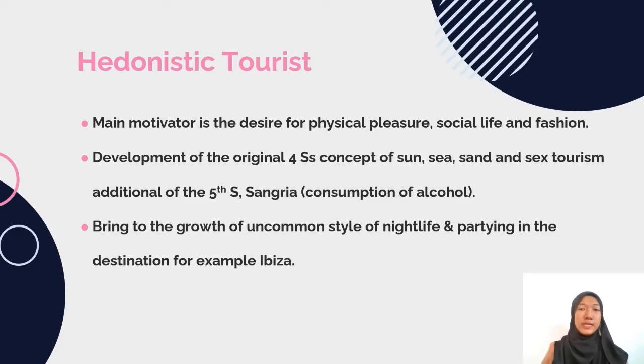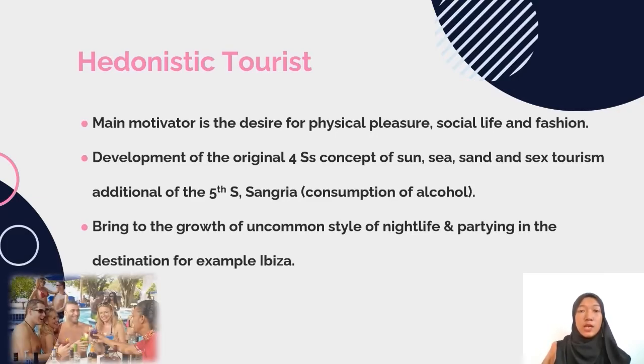The next is hedonistic tourists. The main motivator is the desire for physical pleasure, social life, and also fashion. The development of the original 4S, sun, sea, sand, and sex tourism, and also the addition of the fifth S, which is sangria, the consumption of alcohol. Hedonistic tourists bring the growth of uncommon styles of nightlife and partying in the destination, for example, at Ibiza.